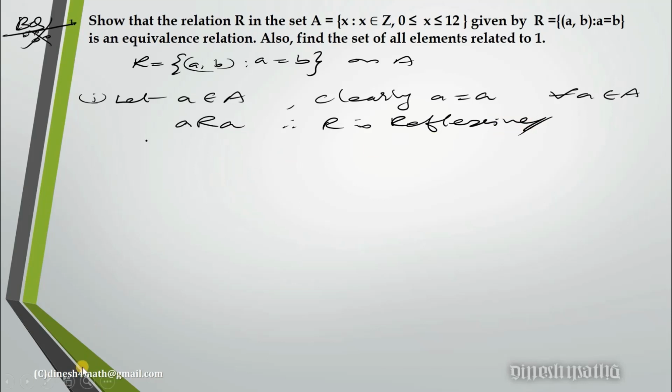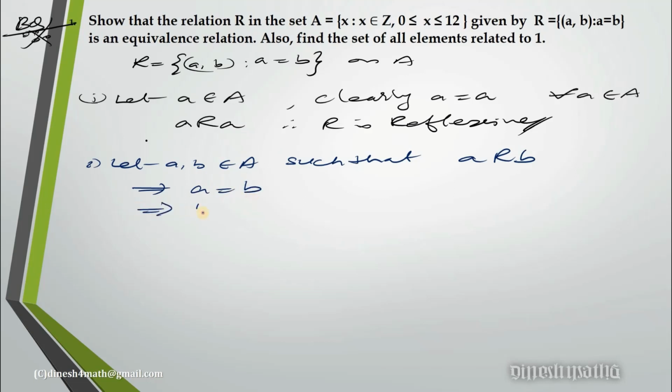Okay. Now the second part, we need to prove it is symmetric. So symmetric, remember what we need to do? We have to say, let a, b belongs to A such that a is related to b. Now how are they related? a equal to b. If a is equal to b, clearly b is also equal to a. Therefore b is related to a for every a, b in the given set A. Therefore R is symmetric.